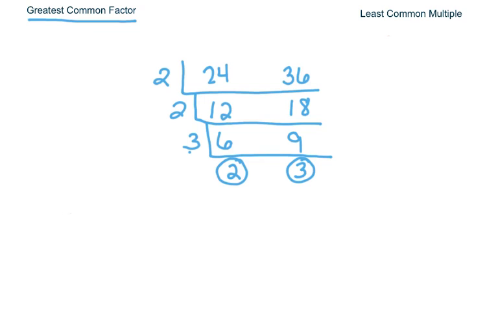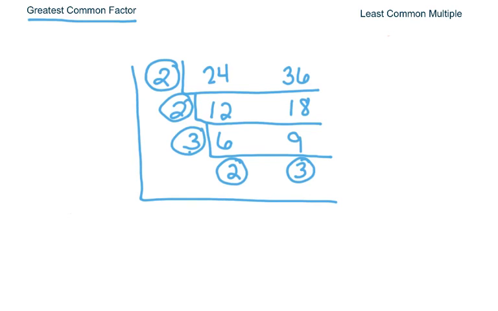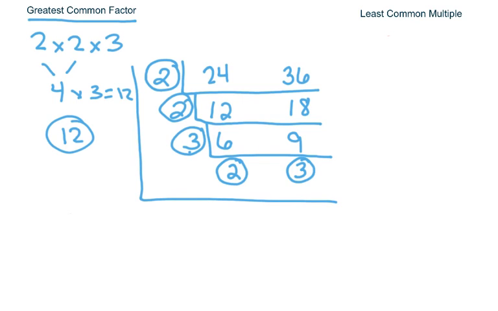Using the ladder method, if I wanted to find the greatest common factor, you'll notice I created a ladder, L shape here. If I wanted to find the greatest common factor, I need to multiply these numbers that are on the outside of my ladder together. So for the greatest common factor, I would take 2 times 2 times 3. 2 times 2 is 4, and 4 times 3 is 12. So the greatest common factor of 24 and 36 is 12. And I can double check it. 12 goes into 24 2 times, and 12 goes into 36 3 times, just to double check it.